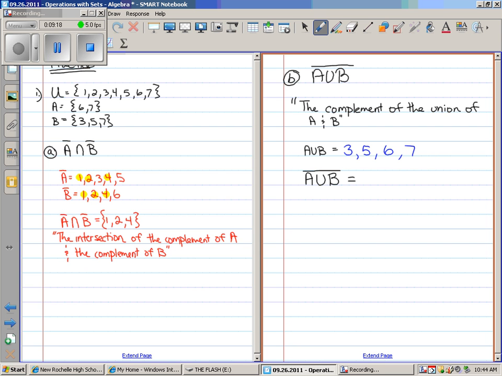What's the complement of that? What completes this set? What goes with it to build the universe? Eric. Yeah. 1, 2, 4. That's all there is to it. That's the complement.